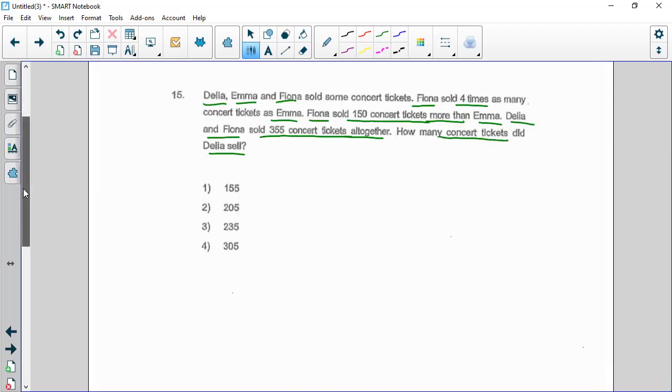Miss Song teach you how to draw. So how do you draw? You draw the first sentence, but if you don't know how to draw the first sentence, skip. Go to the next sentence and draw the next sentence, and you don't need to know how to solve. You just have to know how to draw.